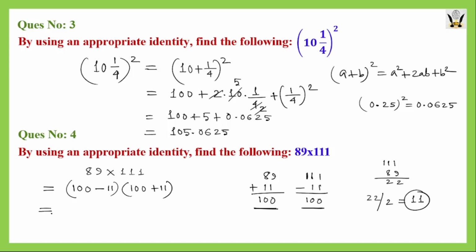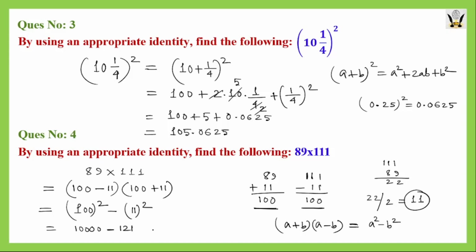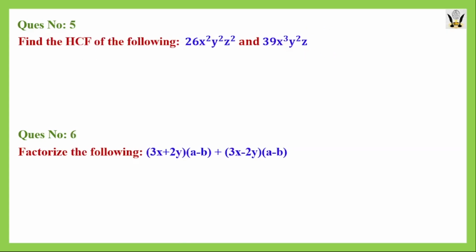Now it resembles one of the identities that we know, and what is that? It will be 100 square minus b square. B is 11, so it will be 100 and then two more zeros as we are finding the square value, and then minus 121. It will be 9879.